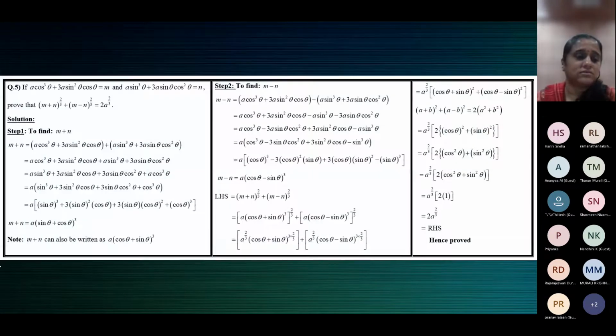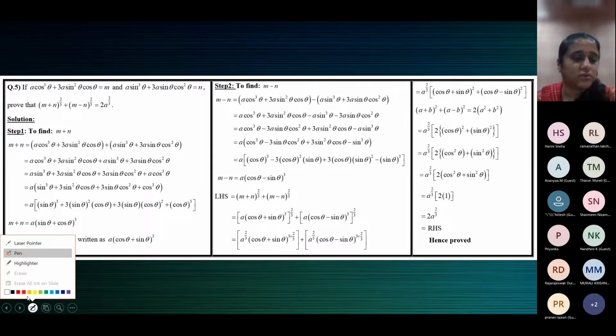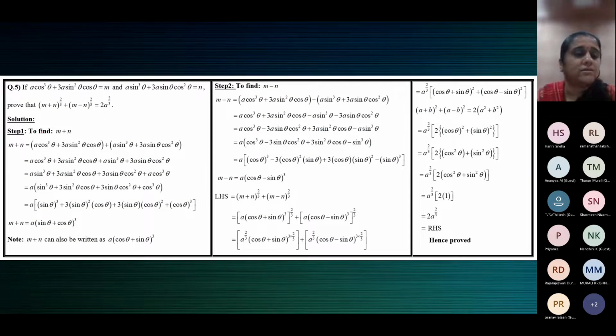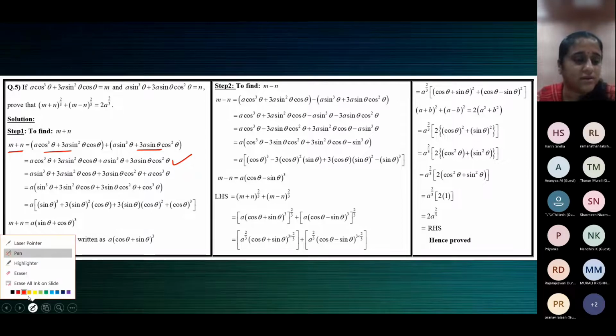So see here, children. Quickly run through the answer. I'll just tell you how it goes. So see here, you can see m plus n. This is m, this is n. Then this is what you get when you open the bracket. And then you can see that a is common everywhere. Whenever there's a common factor, bring out the common factor. That's a golden rule. Whenever there's a common factor, bring it out. A is common.